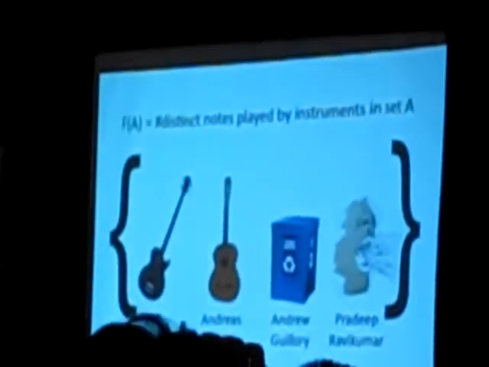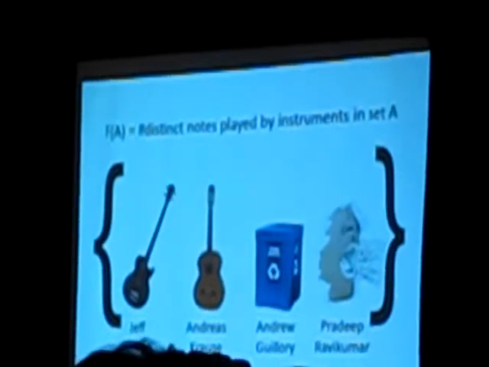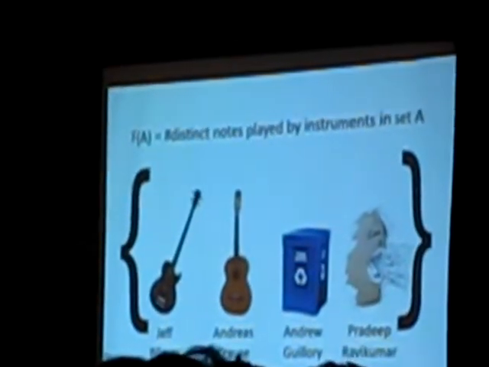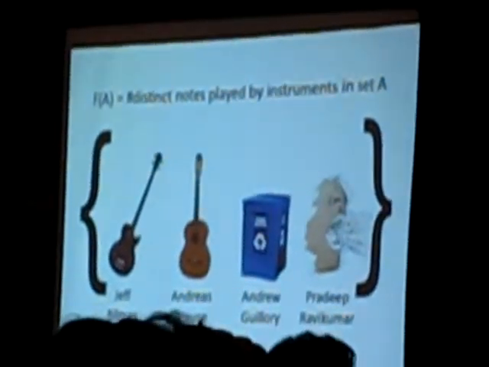Okay. So what we're going to do is Jeff Bilmes composed a nice piece of music to illustrate the notion of submodularity. So we have a set of musicians, and we have a submodular function that measures the number of distinct tones associated with the patterns that the musicians play. So there's four different instruments, and each of them plays a pattern that's repeated over and over again, and we look at different subsets, and you can hear the submodularity of the resulting objective function.